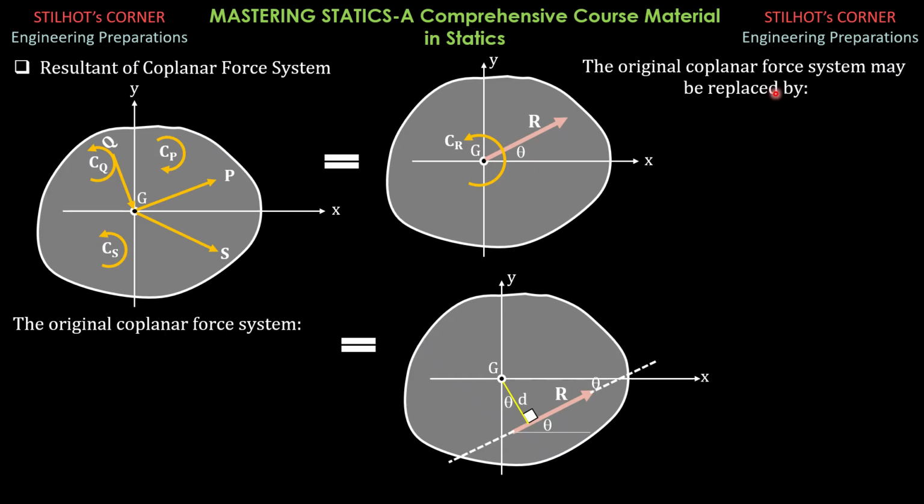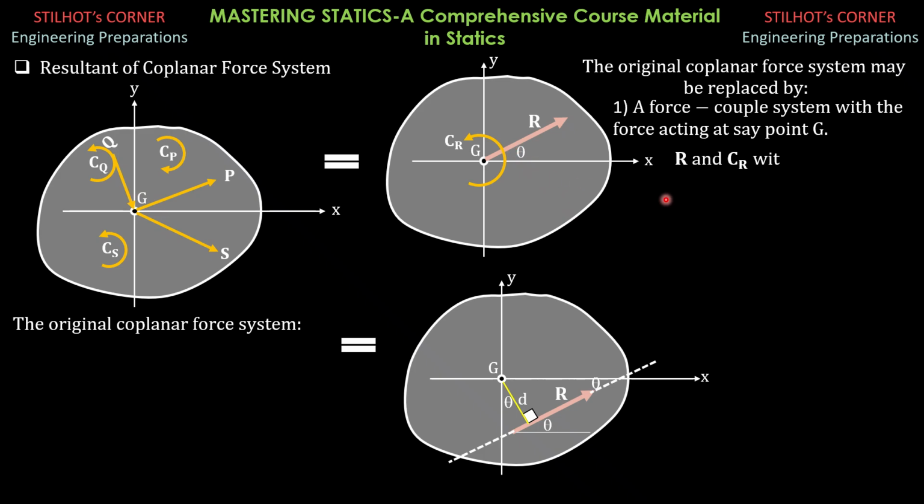So the original coplanar force system may be replaced by a single force and a couple, a force-couple system, with the force acting at an arbitrary point G, as shown here in this case. You may also encounter, so this is one condition maybe in the problem that you will be confronted with: R and C sub R, with R acting at G.